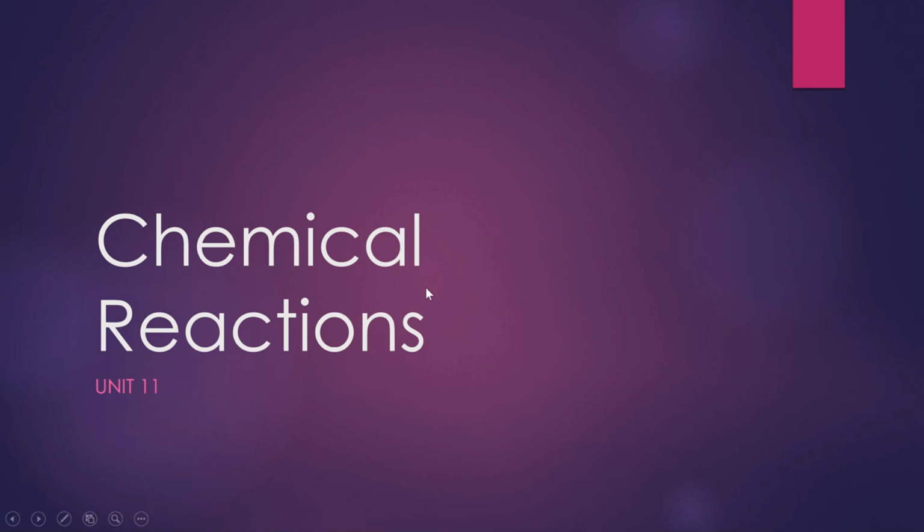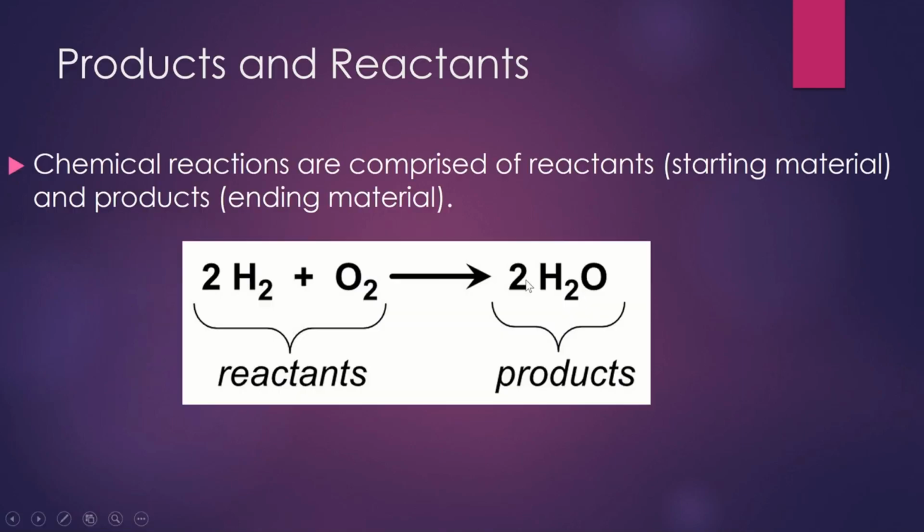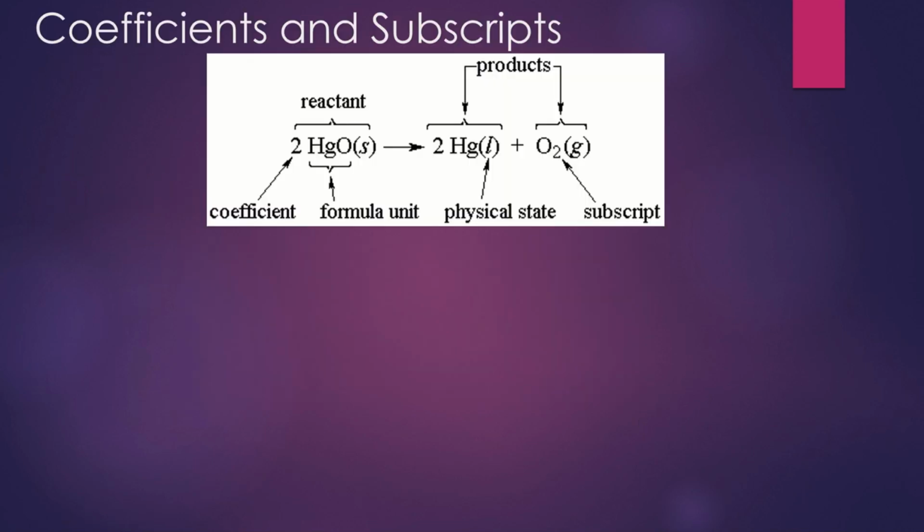All right, welcome to Unit 11, Chemical Reactions. This chapter is going to be all about writing chemical reactions. So first thing we have to know is chemical reactions are composed of two things. Reactants, which are almost always on the left, and these are what are going to be doing the reacting. On the right, you'll have your products. These are what are produced during the reaction.